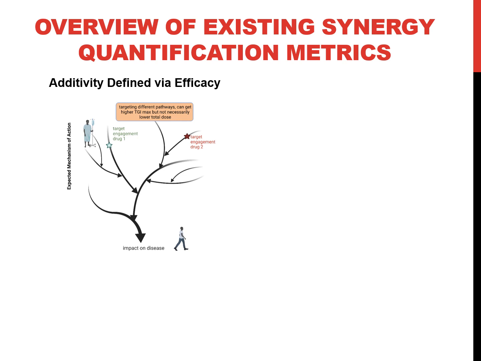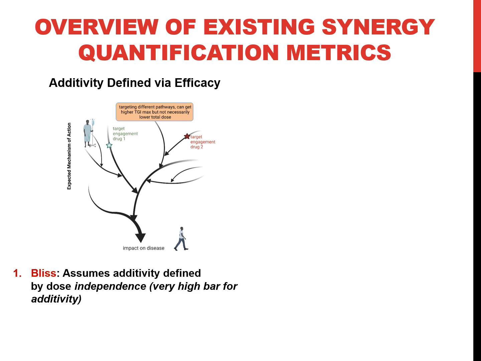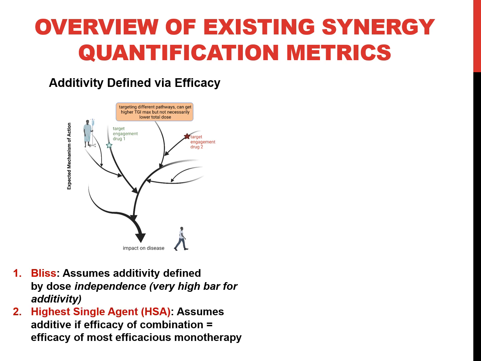One way is to define additivity via efficacy or output. The most well-known metric of these is Bliss additivity. It assumes additivity defined by dose independence, and it sets a very high bar for additivity. You can also use highest single agent, which assumes that the combination is additive if the efficacy of the combination is at least as good as the most efficacious monotherapy. This one actually sets a pretty low bar for defining additivity and therefore synergy.